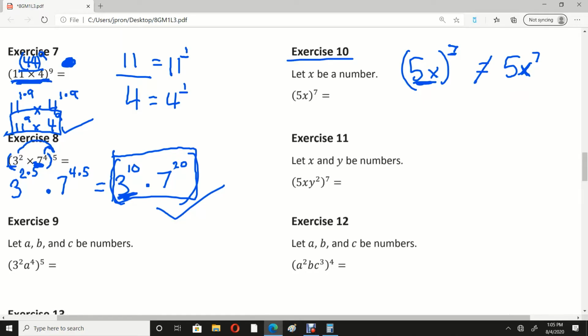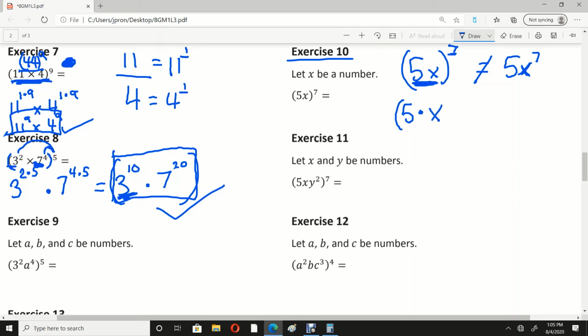So in this example, we have 2 separate terms, right? What does it mean when the number is bumped up against the variable? Or you have 2 variables bumped up. What does it mean when they're right next to each other? What operations happen? Very good. There's multiplication happening, right? So what we have here is 5 times x. Remember, I'm using the dot for multiplication. 5 times x to the 7th power.